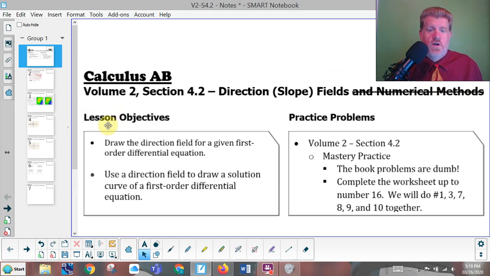Our objectives are to draw direction fields or slope fields for a given first order differential equation and to draw a solution curve to a first order differential equation.